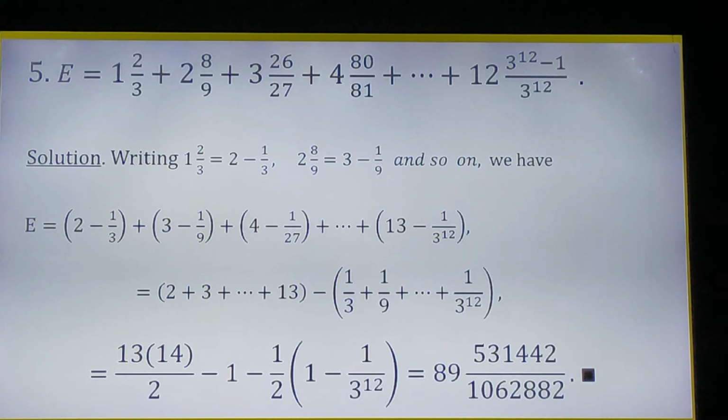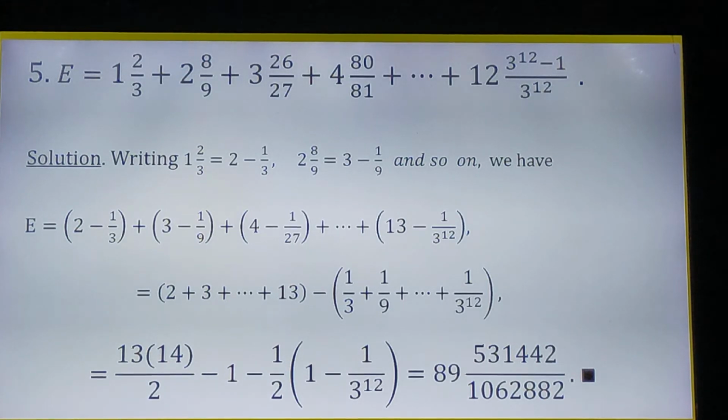And in fact, we can rewrite each of the addends. 1 and 2/3 can be written as 2 minus 1/3, and 2 and 8 over 9 can be written as 3 minus 1 over 9, and so on. So therefore, E is equal to 2 minus 1/3 plus 3 minus 1 over 9 plus 4 minus 1 over 27, and so on. So the integer part is the sum of 2 plus 3 plus and so on until 13.